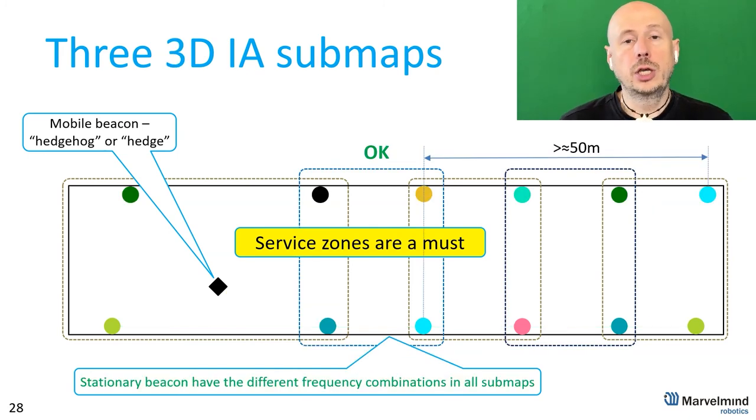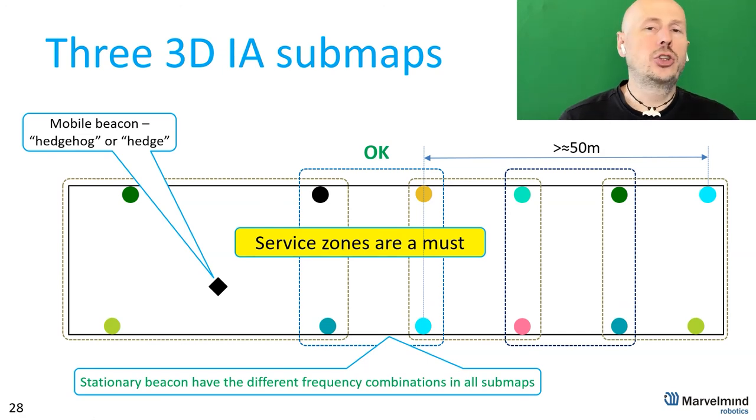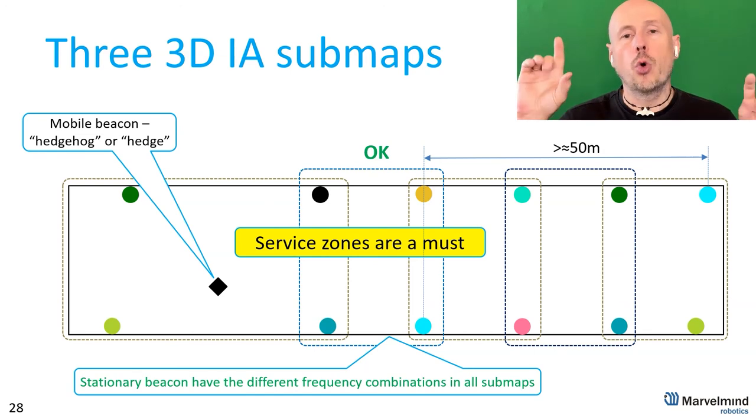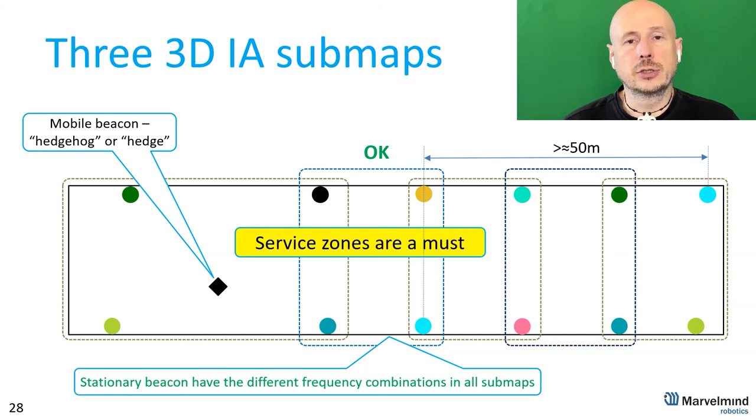Now let's talk about even more complex areas, which is 3D inverse architecture. Again, it's complex because of more beacons and more frequencies, but the logic is absolutely the same. So in each 3D submap, you must have 4 stationary beacons. Again, 3 at minimum. And sometimes, if you have too severe frequency limitations or it's impossible, 3 is kind of okay, but we do not recommend it. We always recommend using 3 plus 1 redundancy, meaning 4 frequencies.